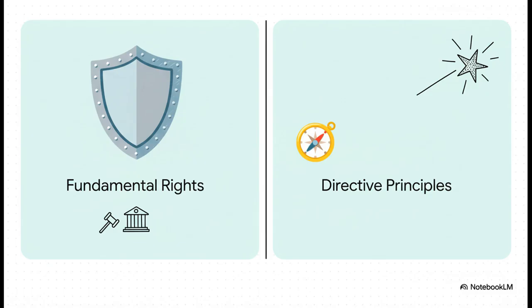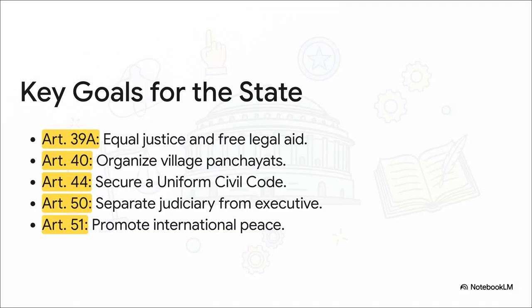Directive principles, on the other hand, are the government's guidebook. They are aspirational goals, the kind of country India strives to be. But you can't walk into a courtroom and sue the government for not achieving them, at least not directly. So what kind of goals are we talking about?